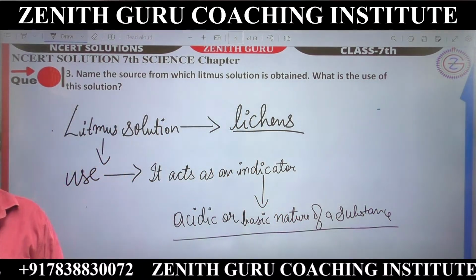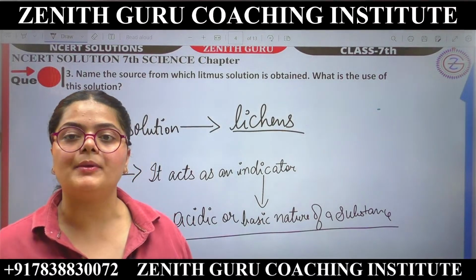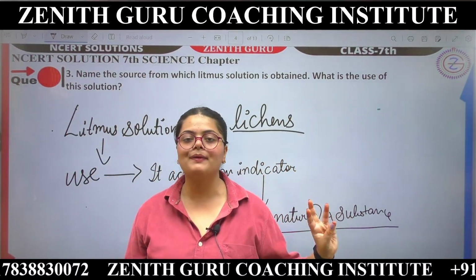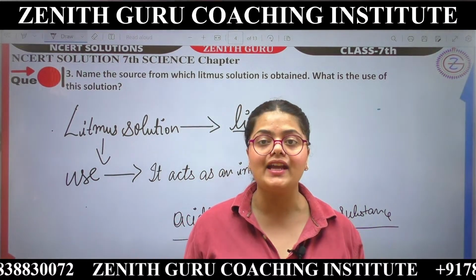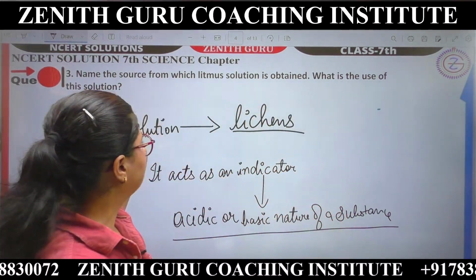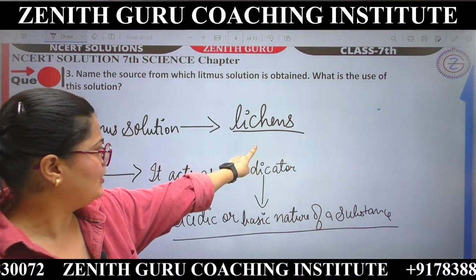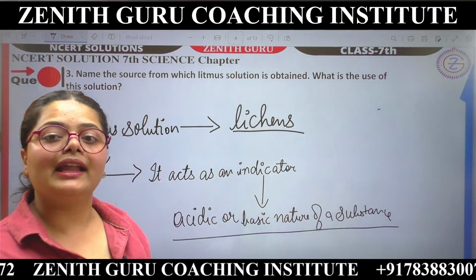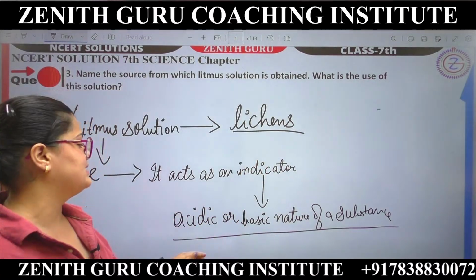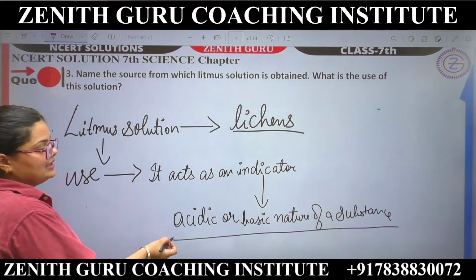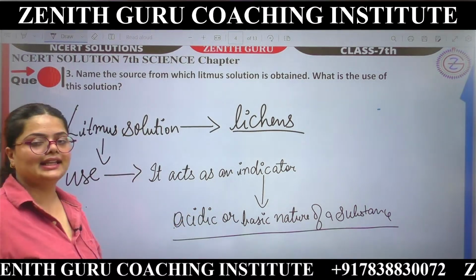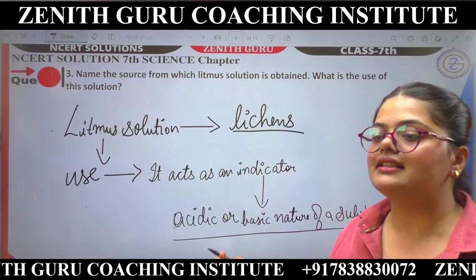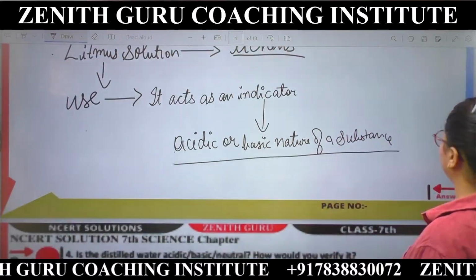ठीक है, इस चैप्टर में हमने 3 ही इंडिकेटर्स पढ़े थे. What were they? They were your litmus paper, then we had turmeric and we had China rose. So litmus solution is obtained from lichens. Its use is it acts as an indicator. Now what does it indicate? It indicates whether a substance is acidic or basic in nature. So we are done with question 3, I suppose. Now let's move on to question 4.